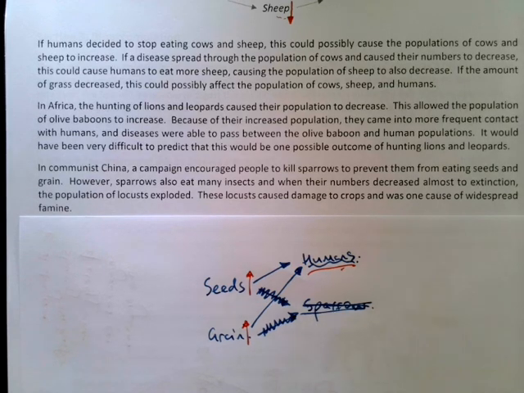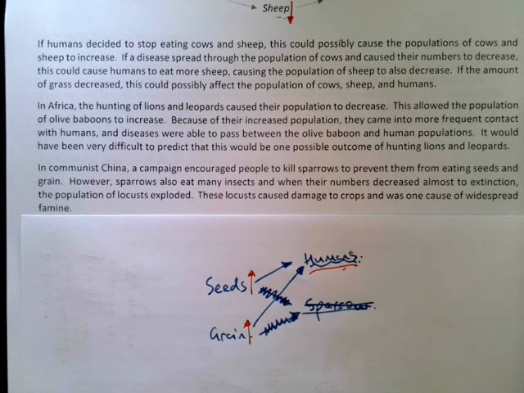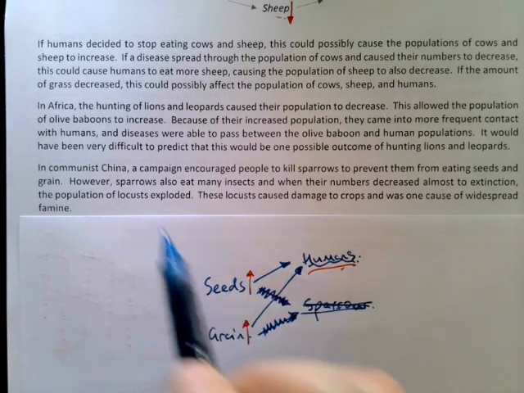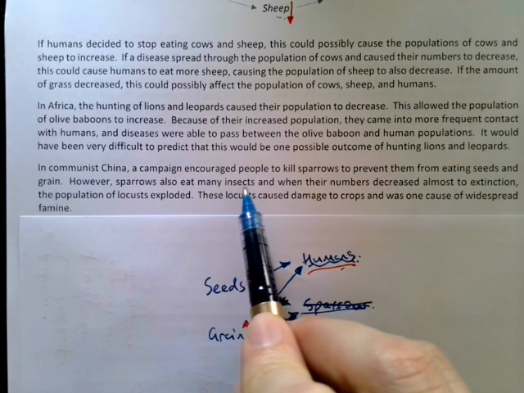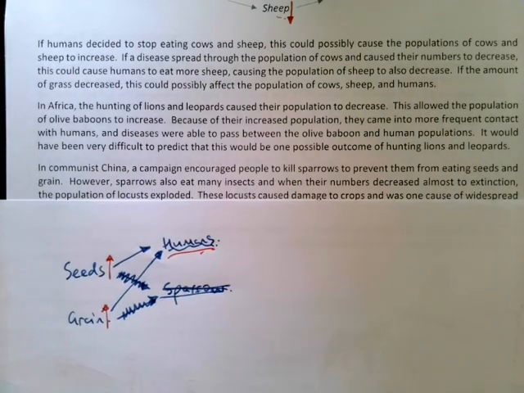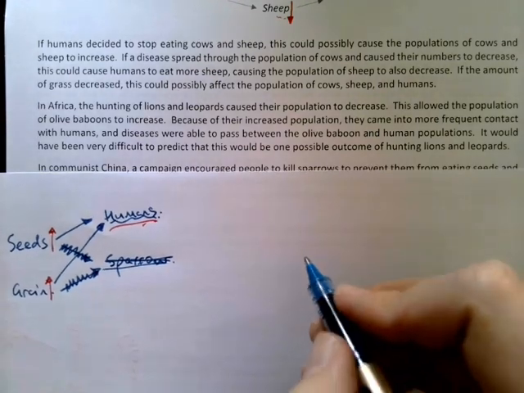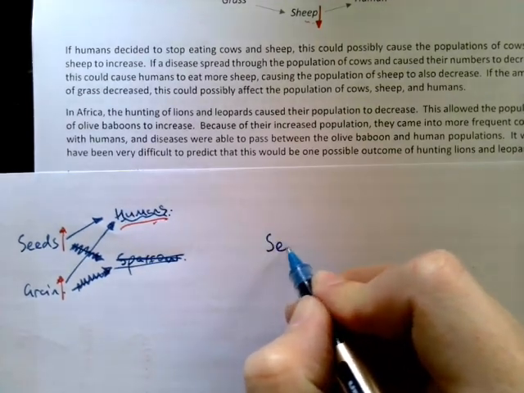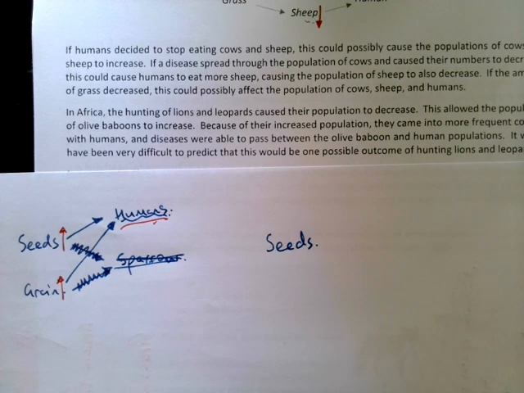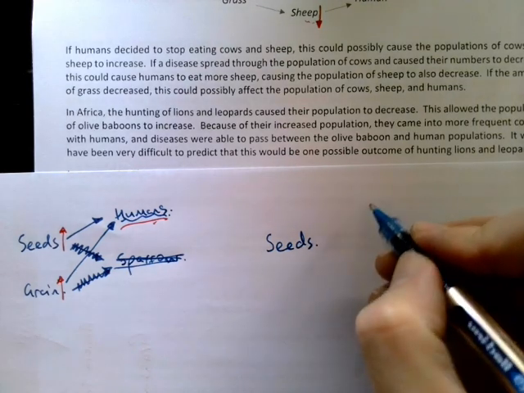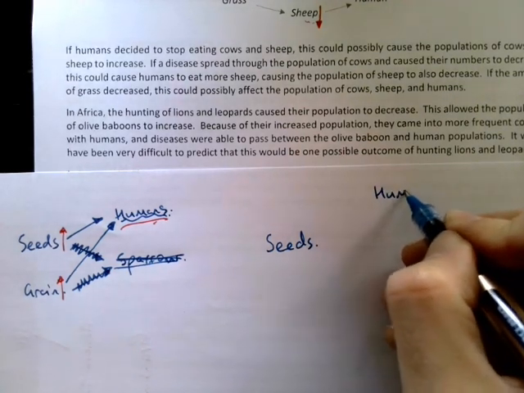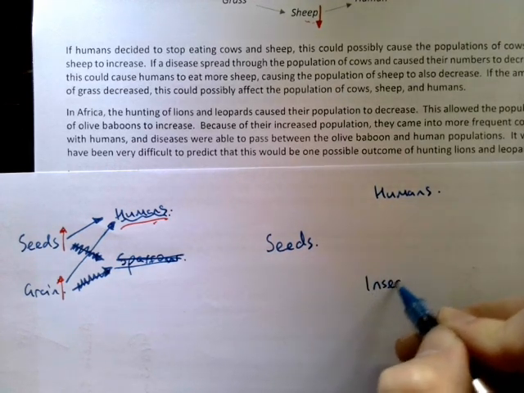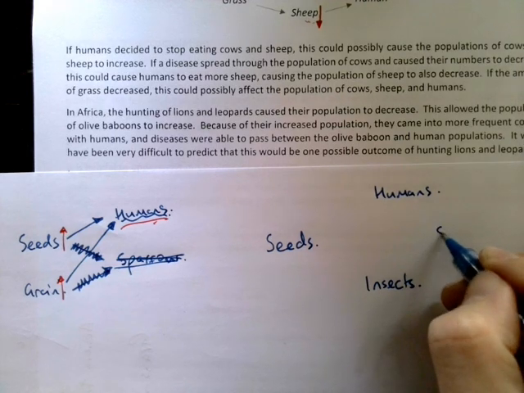However, it wasn't that simple, because the food web didn't actually look like this. Sparrows also eat many insects. So actually, the food web looked like this. It's a bit more complicated than what they thought. Let's say we have here, seeds. Things that eat seeds are humans, insects, and sparrows.